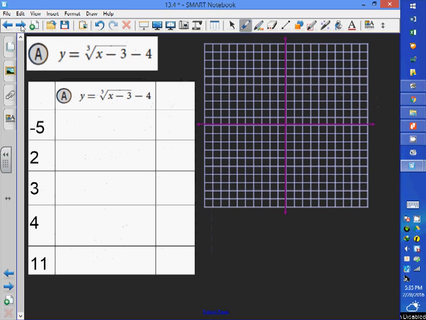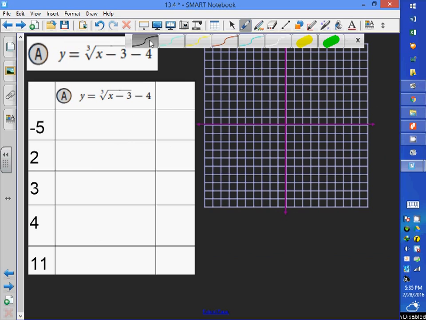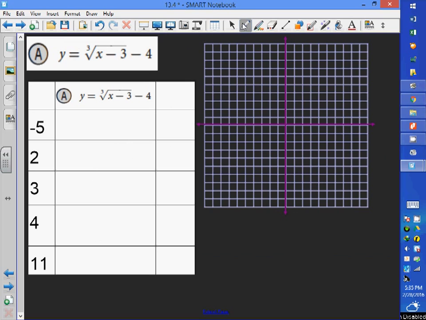Second example: we will use the numbers given for the x values, and let's write it. Y equals the cube root of negative 5 minus 3, minus 4. Negative 5 minus 3 is negative 8, and the cube root of negative 8 is negative 2, minus 4. Negative 2 minus 4 is negative 6. So negative 5 and negative 6 are the x and y values.